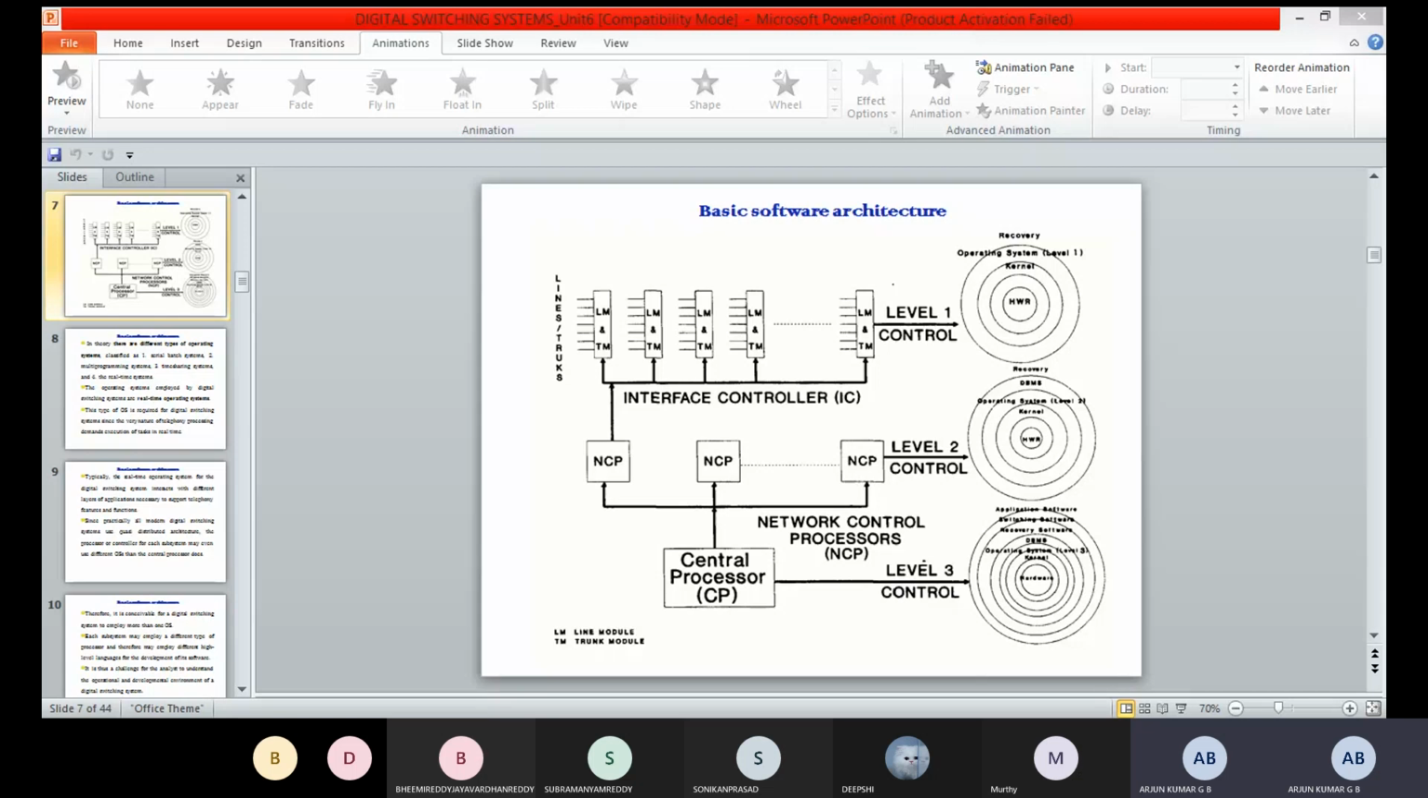Next, at the architecture level, there is level 3 control. This is the software architecture for level 3 controls. It is the top of the switching system architecture, meaning the highest priority. This is the highest switching controlling system in the DSS. It is usually associated with the central processor of a DSS; this level of control is directly associated with the central processor of a DSS.